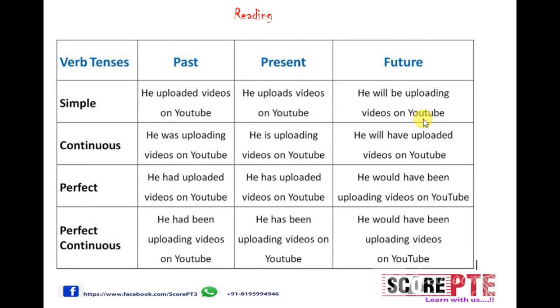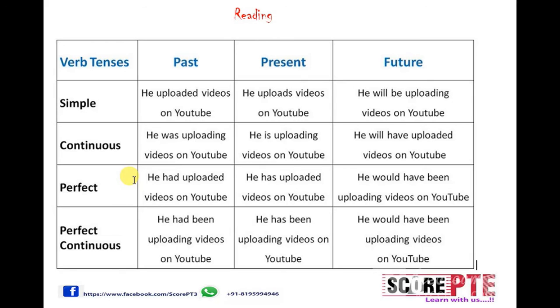In continuous form, in the past, he was uploading videos on YouTube. He is uploading videos on YouTube. He will be uploading videos on YouTube. In perfect tenses, he had uploaded videos on YouTube. He has uploaded videos on YouTube. He will have uploaded videos on YouTube.